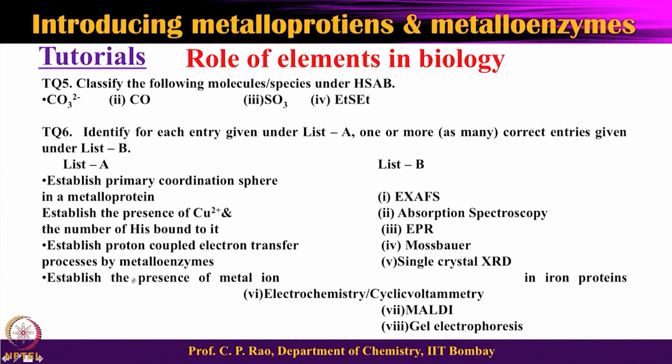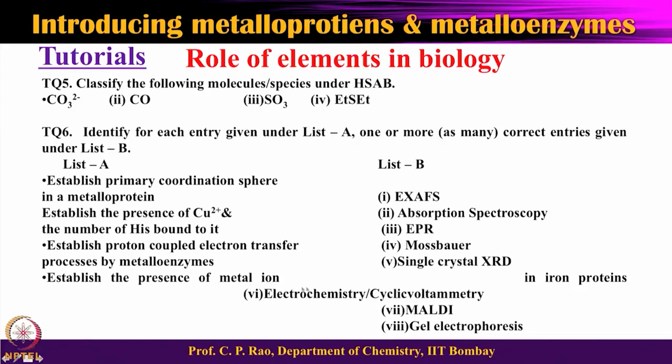Okay, establish the proton coupled electron transfer process by metal enzymes. Proton coupled electron transfer you can find primarily by voltammetry. So, electrochemistry or voltammetry kind of thing, no other thing will give it. You can do to some extent NMR etc., but you have to do a huge amount of titrations, and it is not a direct method. Direct method is electrochemistry.